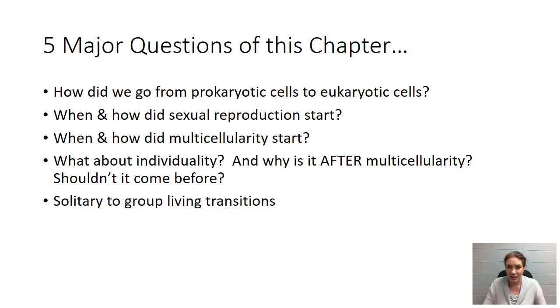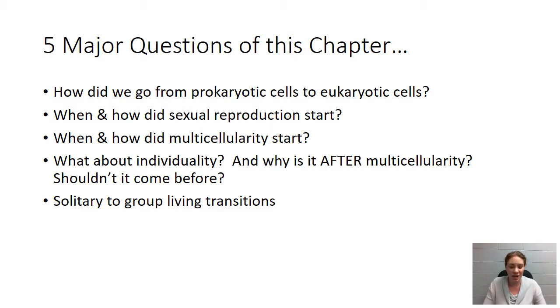What about multicellularity? When and how did that get started? And what about individuality? And why is that after multicellularity? I mean, a single cell is an individual, right? So why is individuality different than multicellularity? And why do organisms, some organisms anyway, live in groups? Solitary to group living transitions. So this is kind of where we're going.